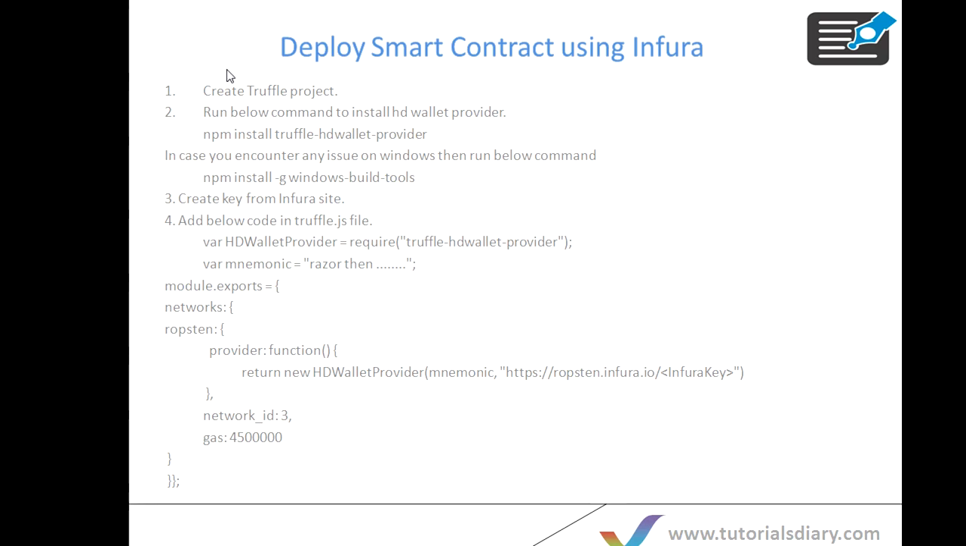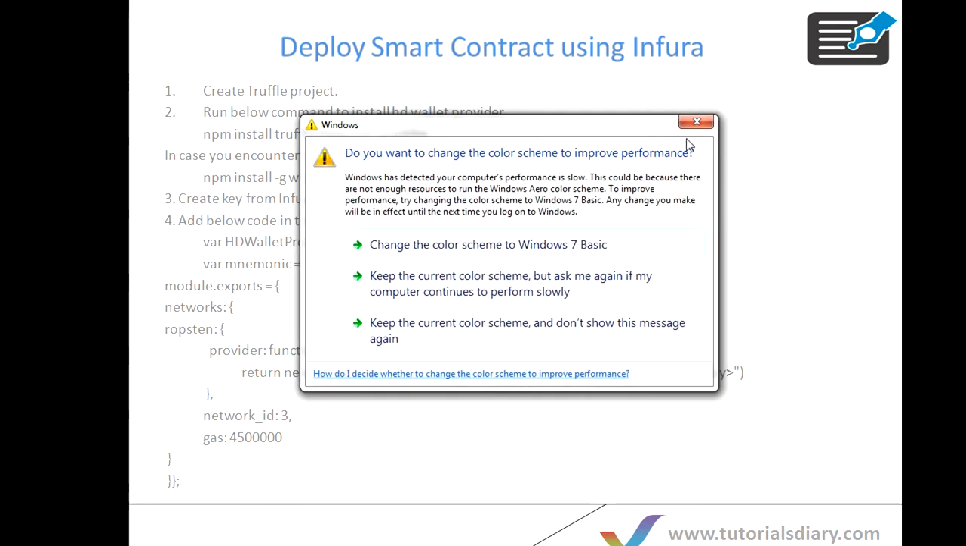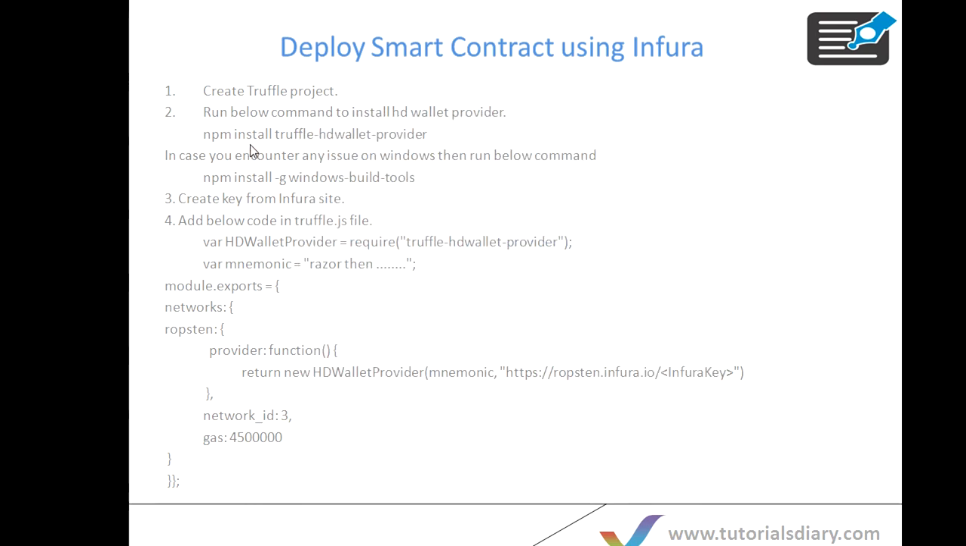The first step is to create a Truffle project. What we'll do here is create a very simple Truffle project and then we will install the hdwallet-provider. This is equivalent to Web3 if you have used it in the past. First of all, we'll install that using the npm command.